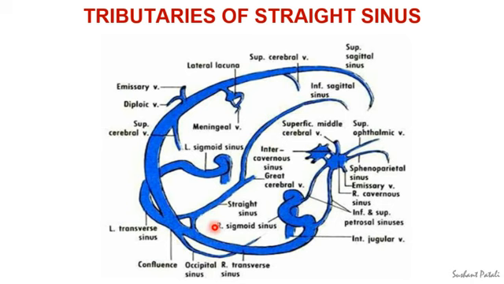And apart from this, we also have a few superior cerebellar veins draining into the straight sinus. And the most important vein that drains into the straight sinus is the great cerebral vein of Galen, and this is at the commencement of the straight sinus. So three tributaries: inferior sagittal sinus, a few superior cerebellar veins, and also the great cerebral vein of Galen.